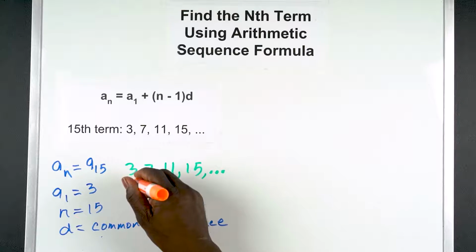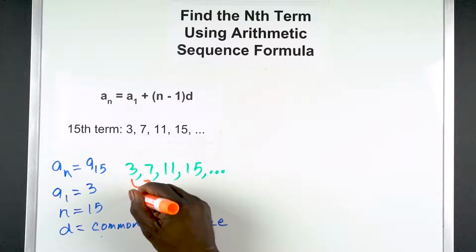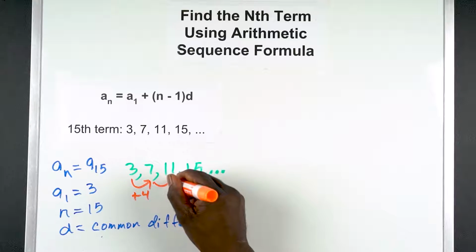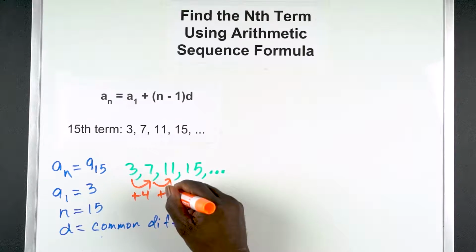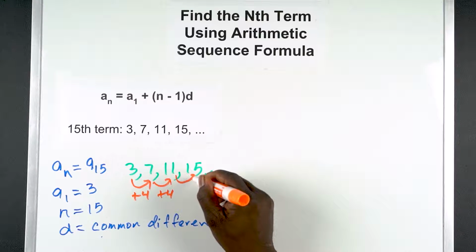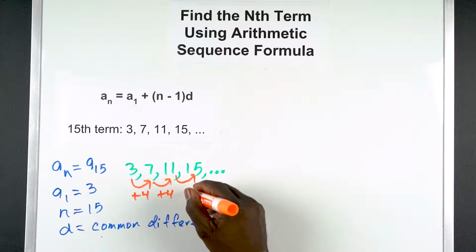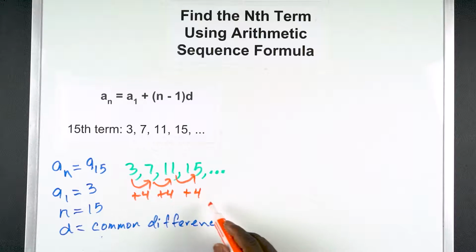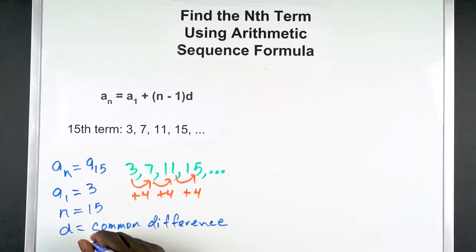So in this case, I'll draw an arrow. We can add 4. What can we do to 7 to get 11? We can add 4 again. What can we do to 11 to get 15? We can add 4 again. So this is one way to find the common difference. So I'll just state that our common difference is 4.